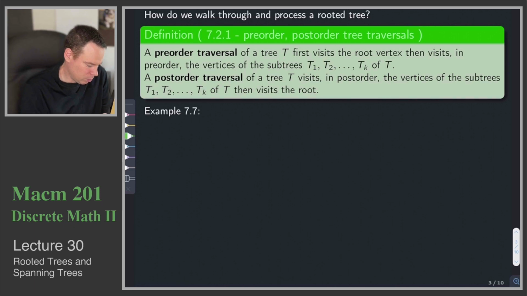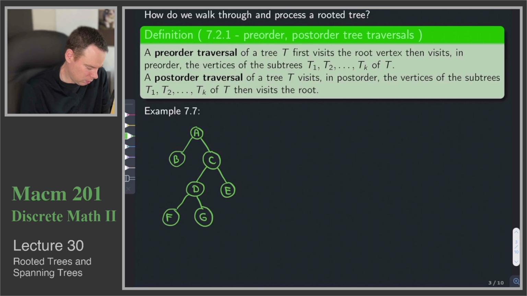So let's have a look at an example. We'll consider a rooted tree with root A, and it has a first child B and a second child C. C itself has two children, a D and an E child, and then D will have two children, an F and a G child. So this is our rooted tree, and we're interested in finding a preorder traversal, and then we'll do the postorder as well. So what is a preorder traversal?